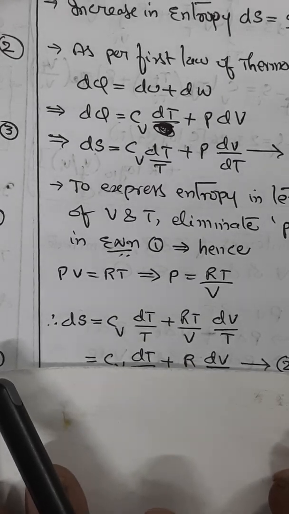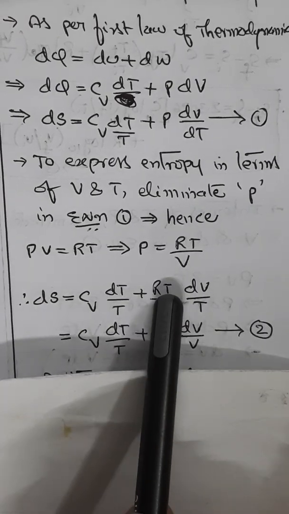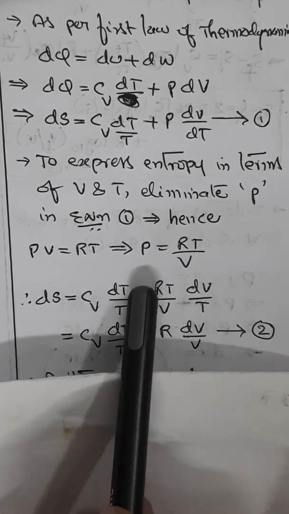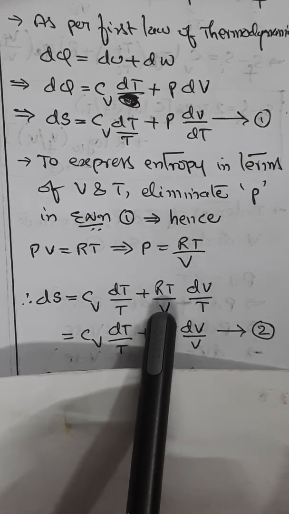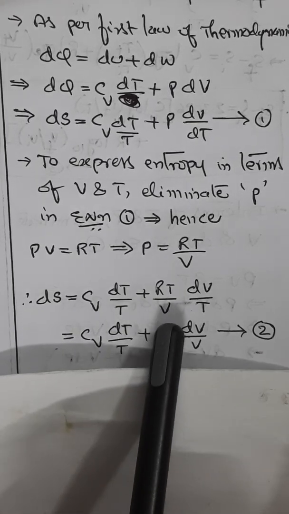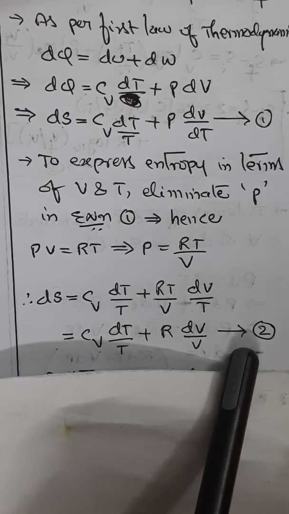Okay. Now, on the right-hand side, for the second term, you can strike off T in both numerator and denominator and readjust it as R into dV by V. Then dS will be Cv dT by T plus R into dV by V. Let it be equation 3.